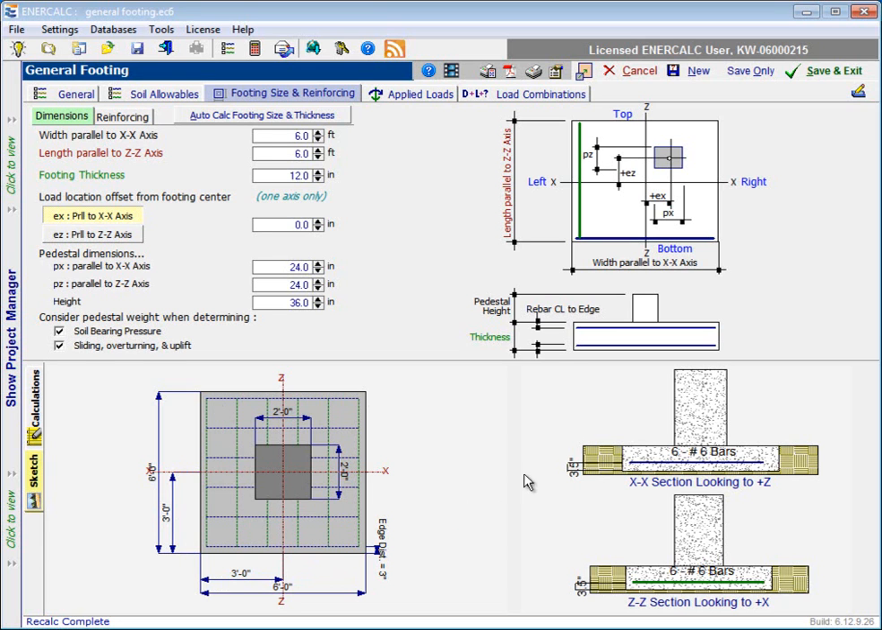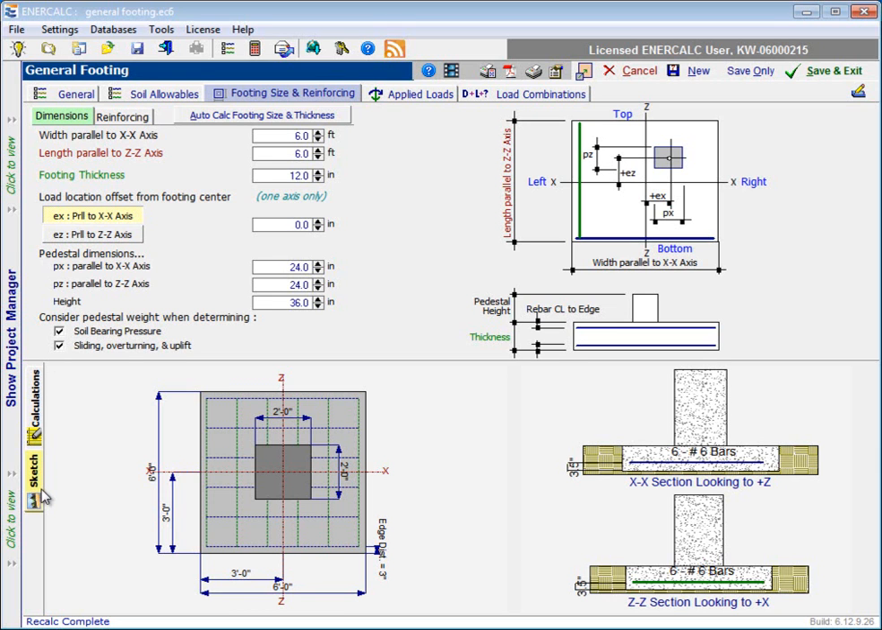If we move over to the right, we can see two section views. There's an x-axis section, so cutting through the footing and pedestal parallel to the x-axis looking toward the positive z direction, and then cutting through the footing and pedestal parallel to the z-axis looking in the positive x direction. And in both cases the bars are indicated. So that is a complete look at the sketch tab, and that brings us to the end of the results that are provided.